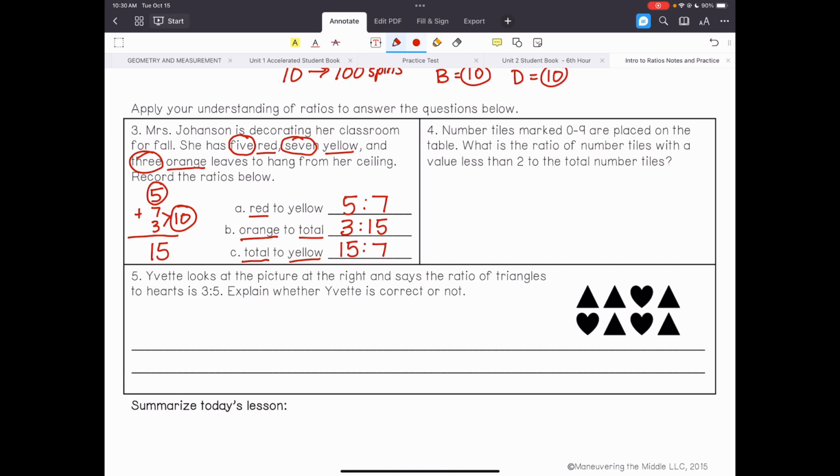Question number 4, number tiles marked 0 to 9 are placed on the table. What is the ratio of number tiles with a value less than 2 to the total number tiles? So this is where a pictorial diagram comes in really clutch. We're working on drawing a picture to help organize our thoughts. It says number tiles marked with 0 to 9. So all that means is that I have little squares, little rectangles that have numbers on them. So take a second with me to draw a box with each number, because that's going to help us organize our thoughts and see this visually.